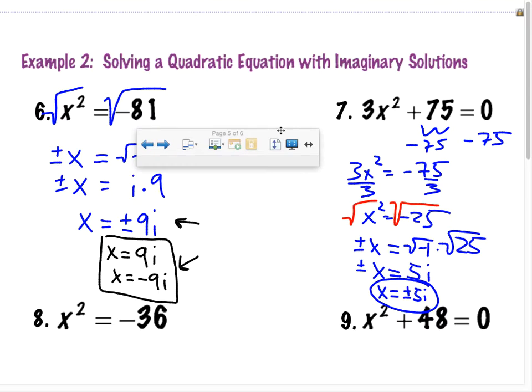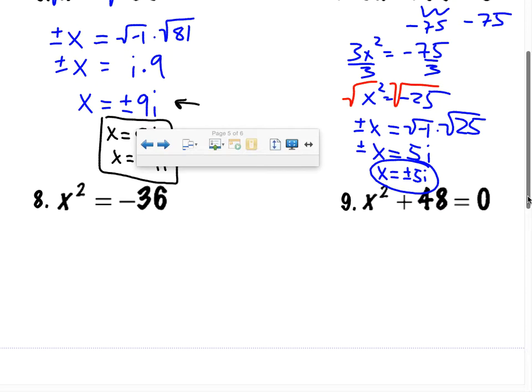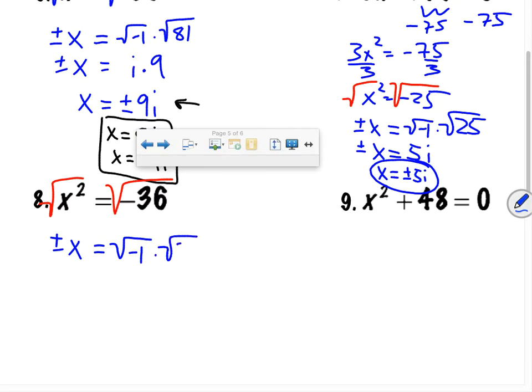Number 8 is very similar to number 6. The x squared term's already by itself, so we're ready to take the square root of both sides. When we do that, you get plus or minus x equals the square root of -1 times the square root of 36. You keep going and you're going to get x equals plus or minus 6i.